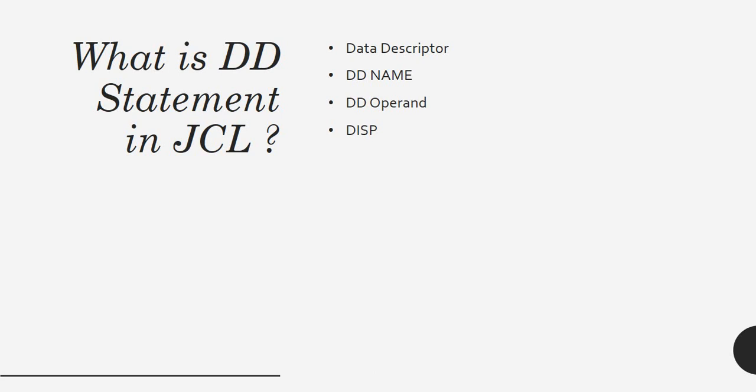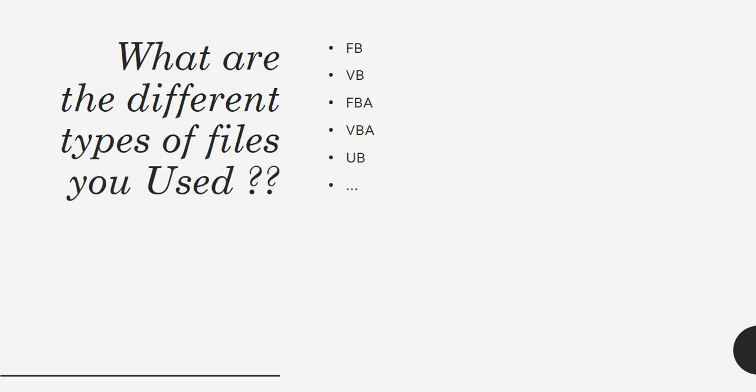So this is how you can explain the DD statement if you are explaining in detail. It is better to always explain in detail so that the interviewer will also be impressed by the way that you present. And another question that can be asked is what are the different types of files you used? Once you have explained DD statements, the interviewer says the explanation is perfect, you have explained very well. So the next question comes up: what are the different types of files you used?